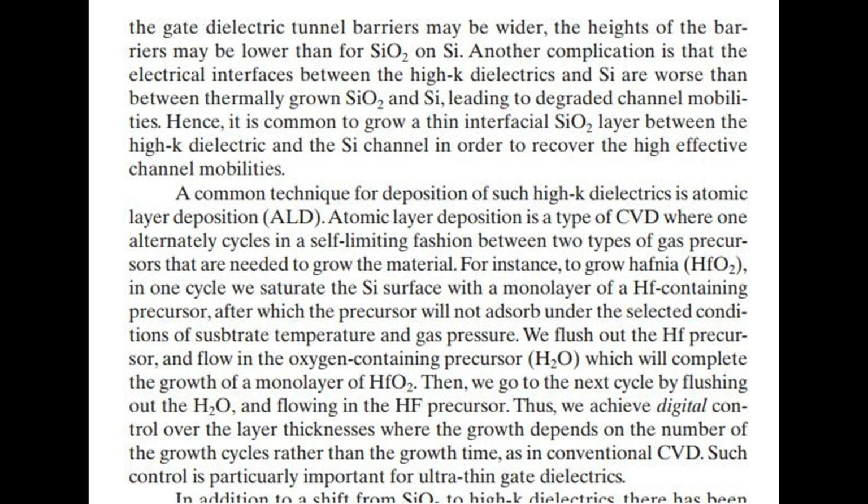Atomic layer deposition is a type of CVD where one alternately cycles in a self-limiting fashion between two types of gas precursors that are needed to grow the material. For instance, to grow hafnia, HfO2, in one cycle we saturate the Si surface with a monolayer of a hafnium-containing precursor, after which the precursor will not adsorb under the selected conditions of substrate temperature and gas pressure. We flush out the Hf precursor, and flow in the oxygen-containing precursor, water, which will complete the growth of a monolayer of hafnium dioxide.